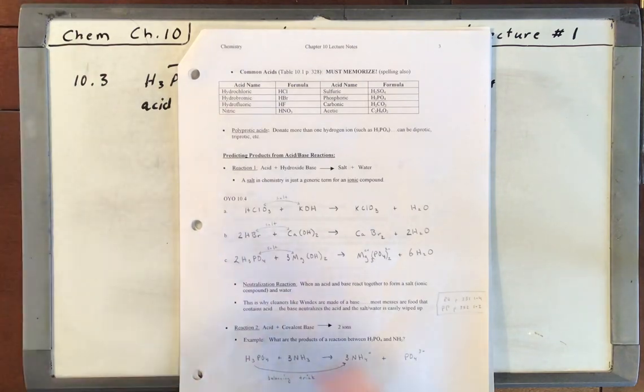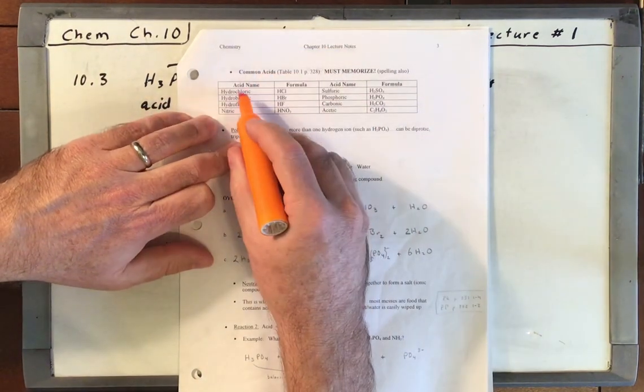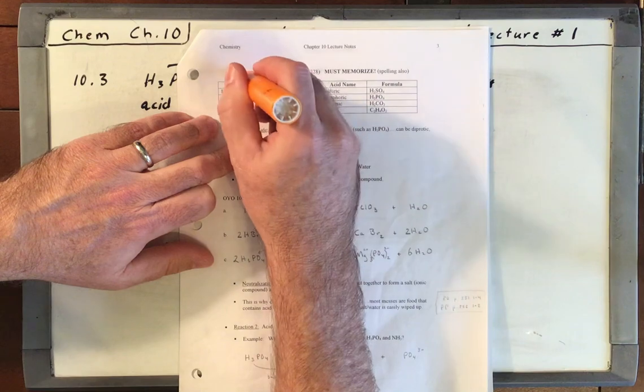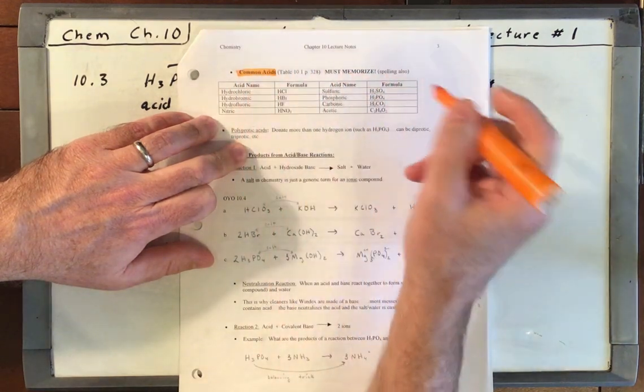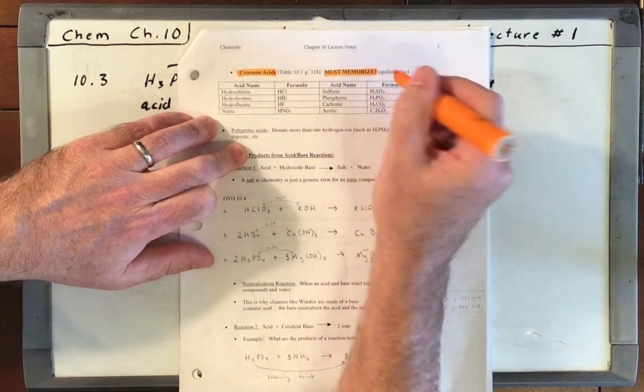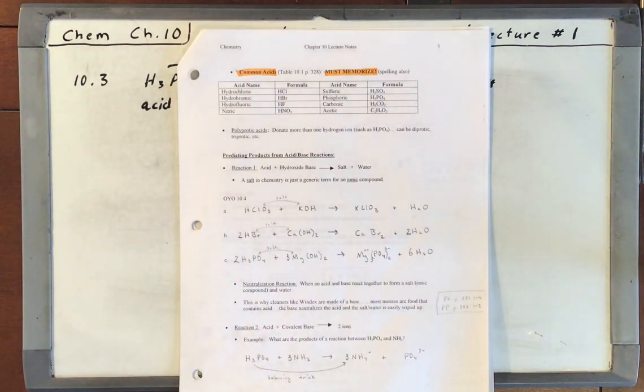Now, on the top of page 3, we have 8 famous or common acids, and you've got to memorize these, both the name and the formula, and you have to be able to spell them as well. So this will be on the test. We don't have a special quiz for this, it's just on the test. I will ask you a couple of these.